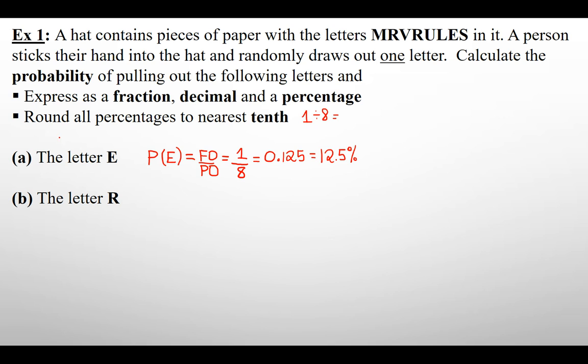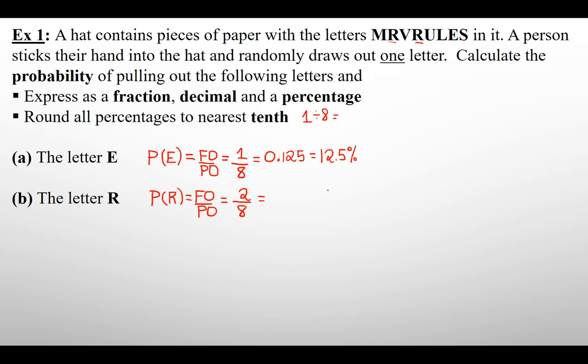Okay, how about the letter R? Well, let's set the equation up again, and you must show this work, by the way. So we're going to write down the probability of drawing an R from this hat would be equal to the number of favorable outcomes divided by the number of possible outcomes, so FO over PO. Once again, you're still drawing from the same hat, so you still have 8 possible outcomes. Now, the number of favorable outcomes would be how many ways can you actually get an R? Well, you have 2 of them, okay? So this would be 2 divided by 8.